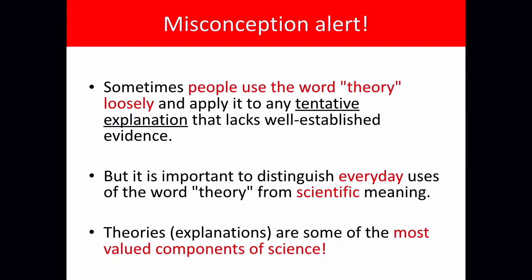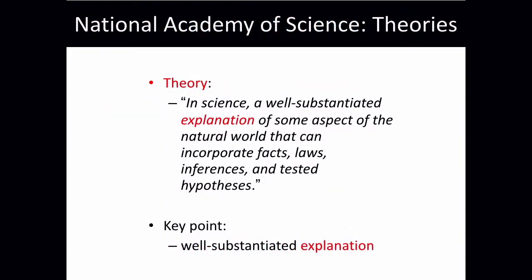As a scientist, the greatest achievement that I could ever hope to achieve would be developing a new theory. Now, what I mean by that is, this isn't simply a guess or some hunch that I have. It would be a very rigorously established explanation for an aspect of the natural world. Well, because of this confusion between everyday language and scientific language, the National Academy of Sciences, which is the most prestigious group of scientists in the United States, actually tried to define theory.